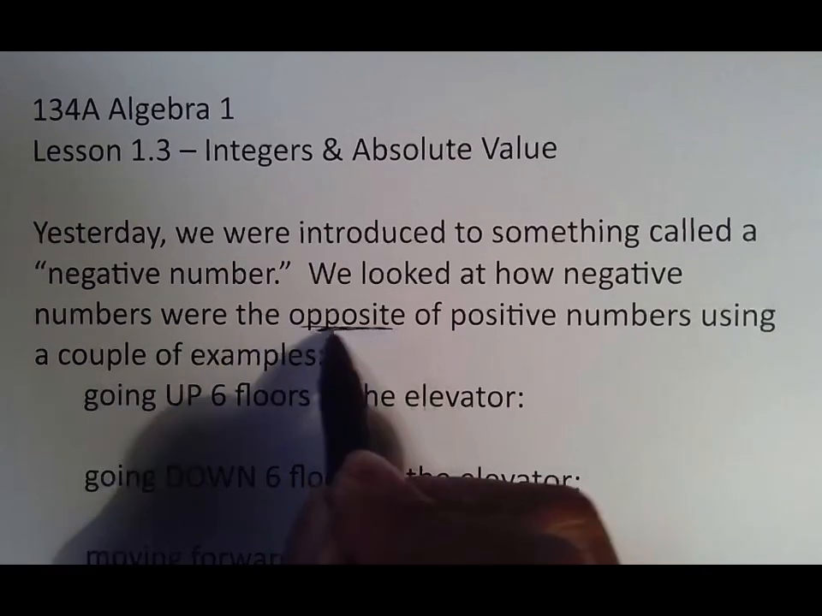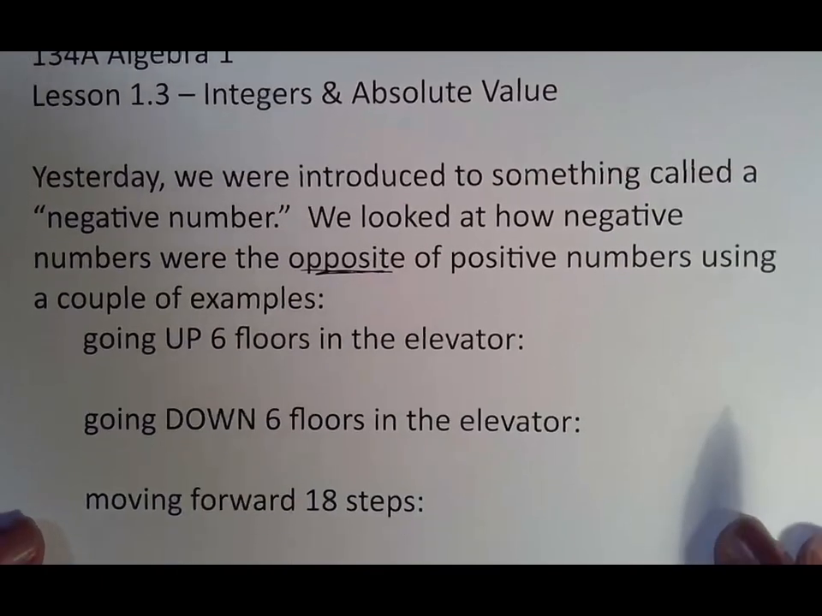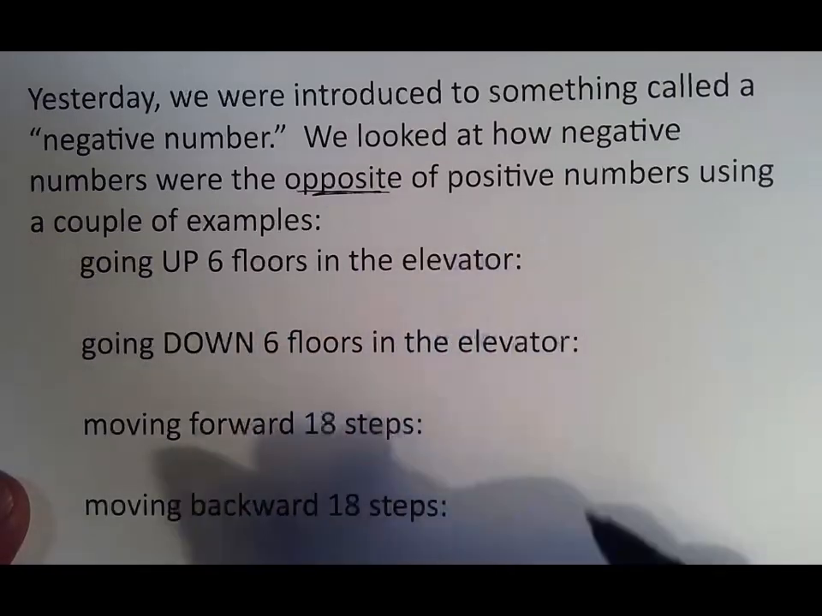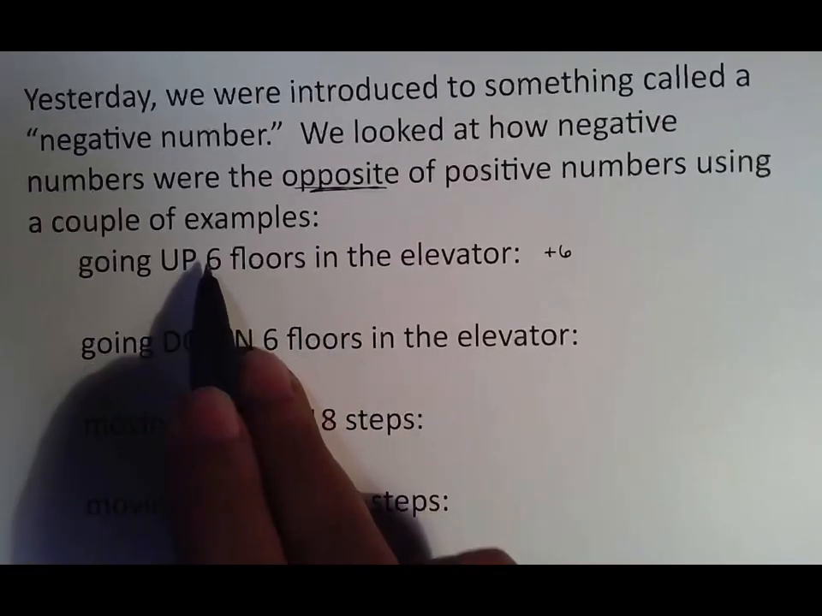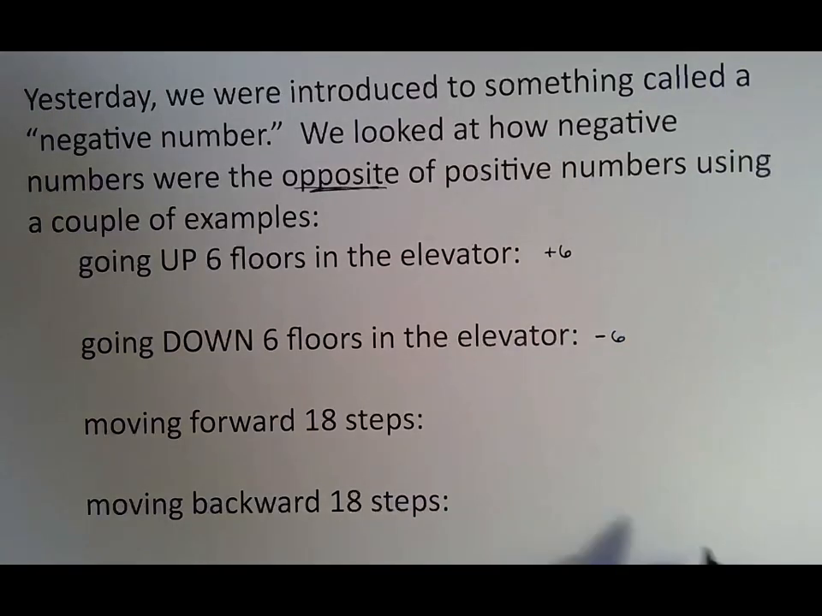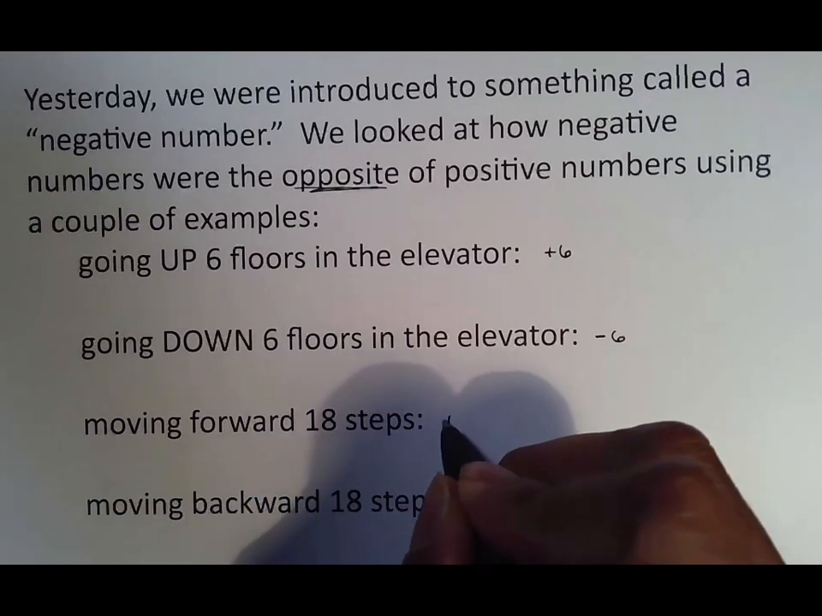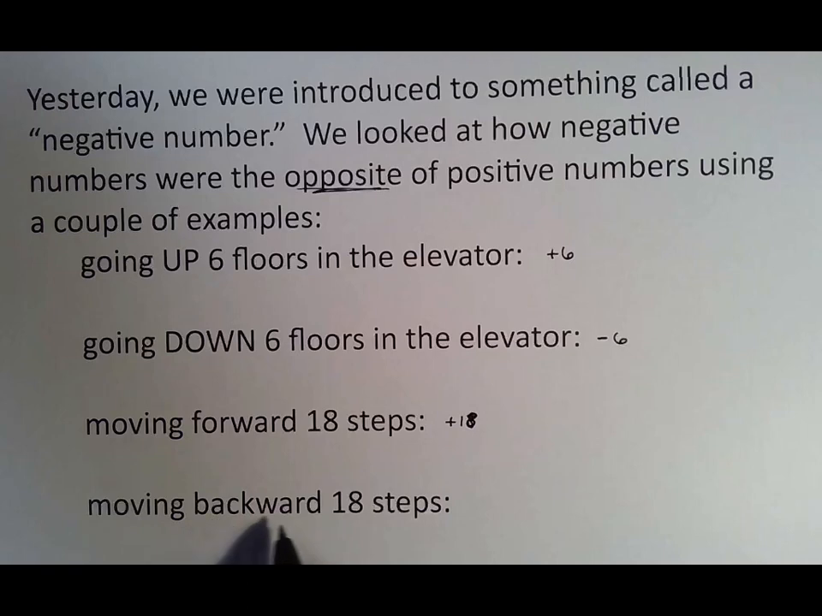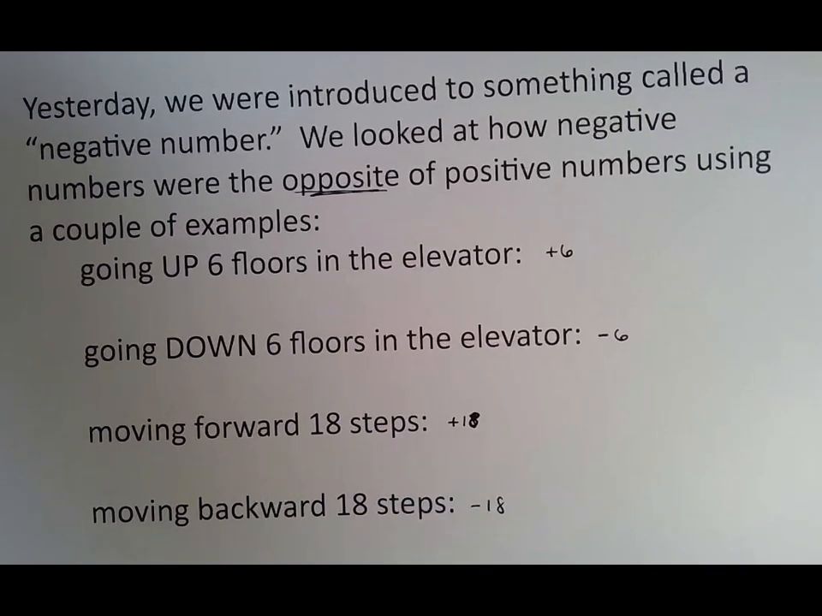Again, this is a word you want to understand: opposite. It's the opposite of the positive number. Using some examples, we talked about going up 6 floors in an elevator, how you're going up, so it would be what we call a positive 6. And going down 6 floors is the opposite of going up, and so that would be a negative 6. Moving forward 18 steps, because forward is typically the direction we want to go, is a positive 18. And moving backwards 18 steps would be the opposite of moving forward, and it would be a negative 18.